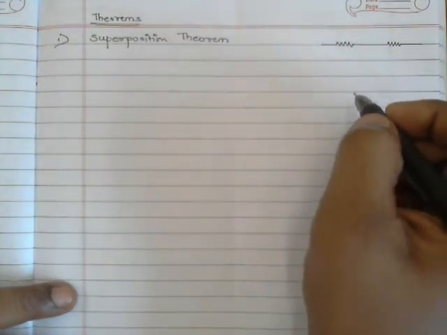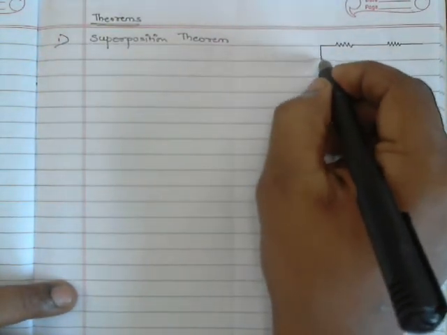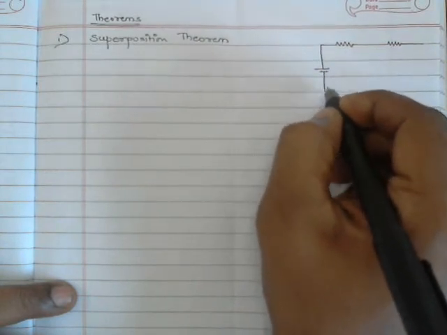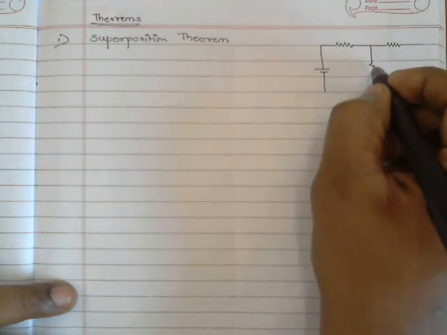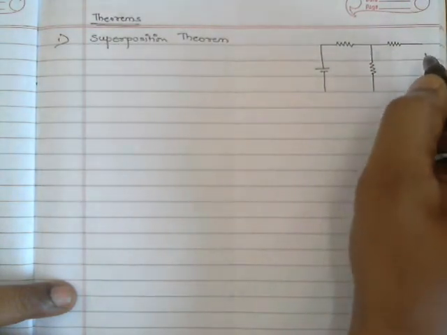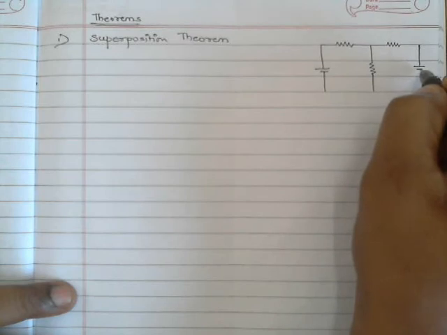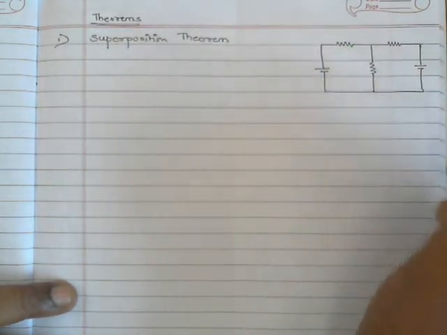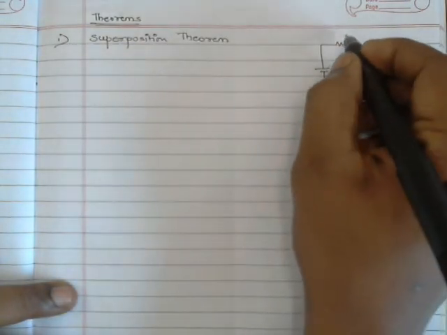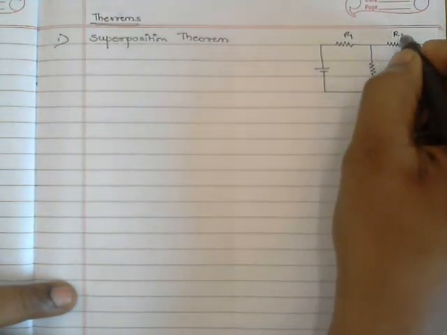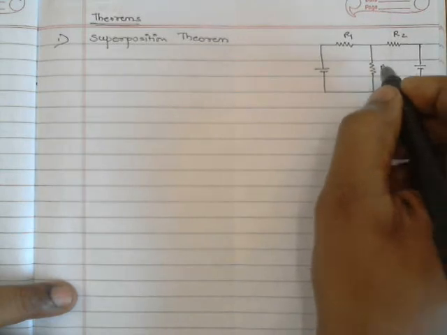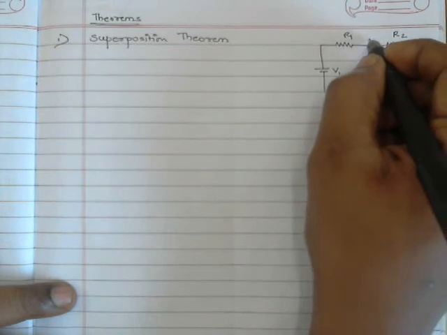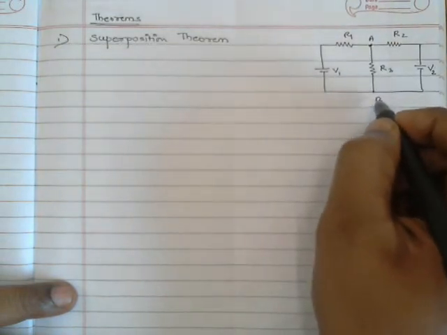Understand these theorems very carefully, because from this first chapter almost 30 to 40 marks of questions will be there in your university examination, so it is very important. Okay, I have considered a simple network here. It's R1, R2, R3, V1, V2, and this particular branch is AB.